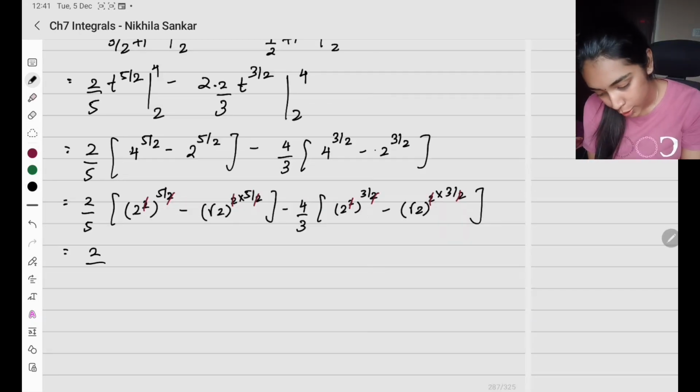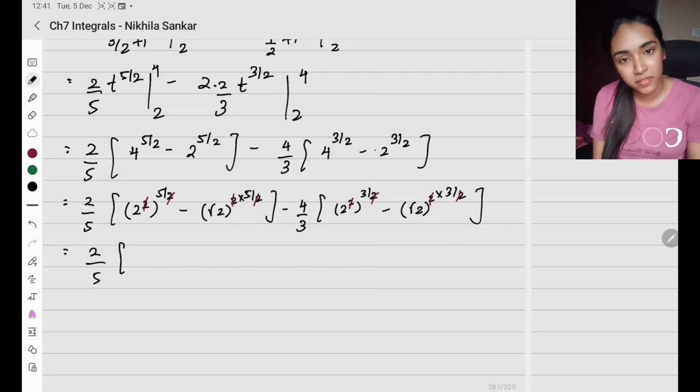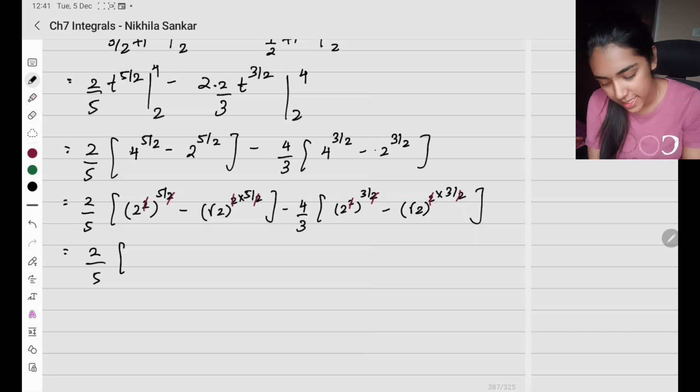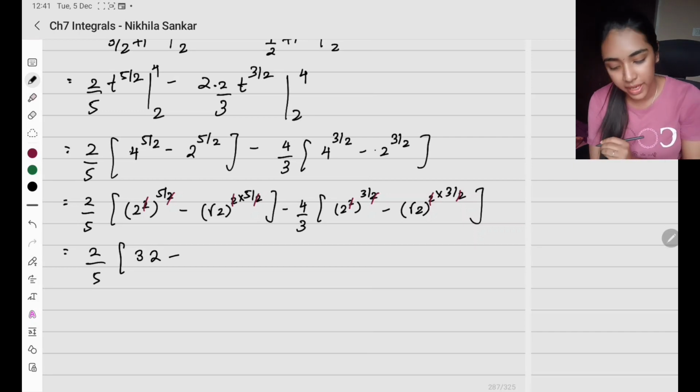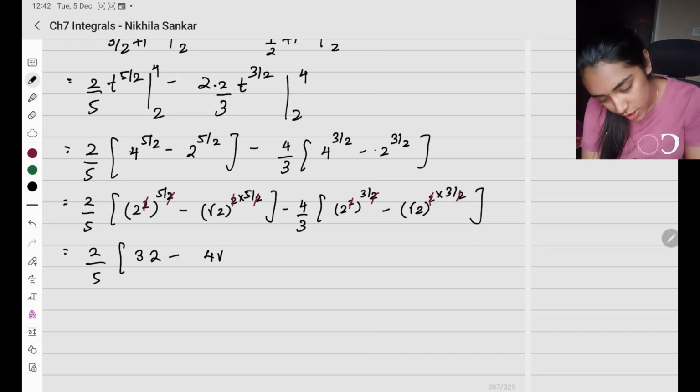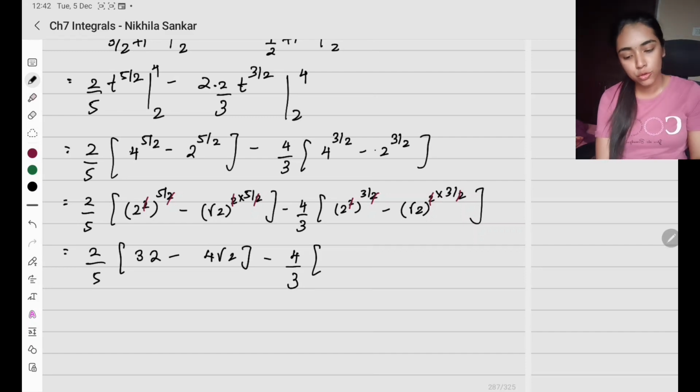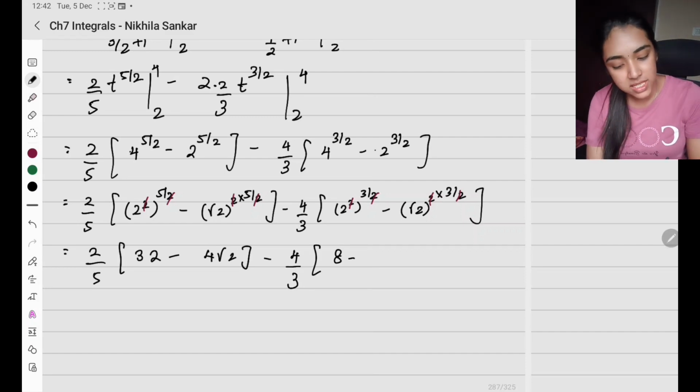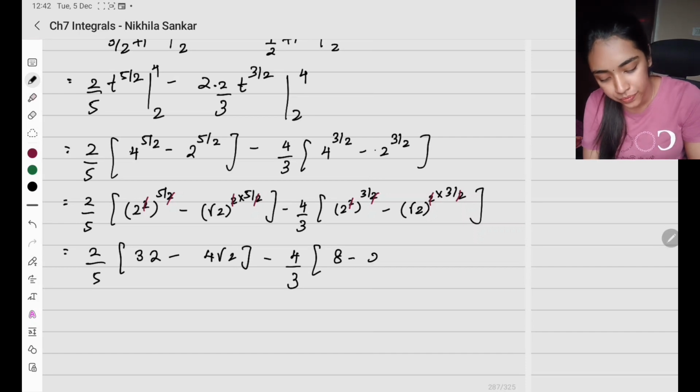Equal to 2 by 5 times 2 to the power 5, and 2 into 2 is 4, 4 4s are 16, 16 2s are 32, minus root 2 the whole power 5. So root 2 into root 2 is 2, 2 into 2 is 4, 4 times root 2 is 4 root 2. This is the first bracket. Minus 4 by 3 times 2 cube is going to be 8 minus root 2 the whole cube, which is 2 into 2, root 2 into root 2 is 2 times root 2.